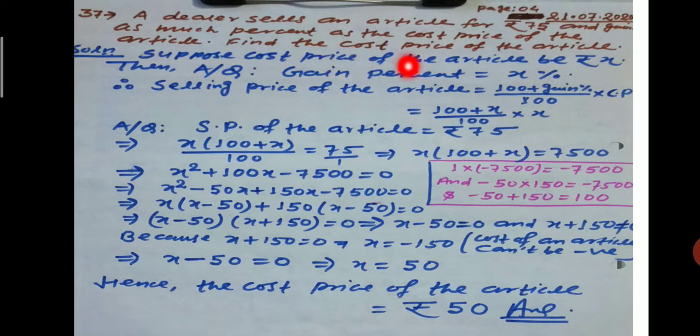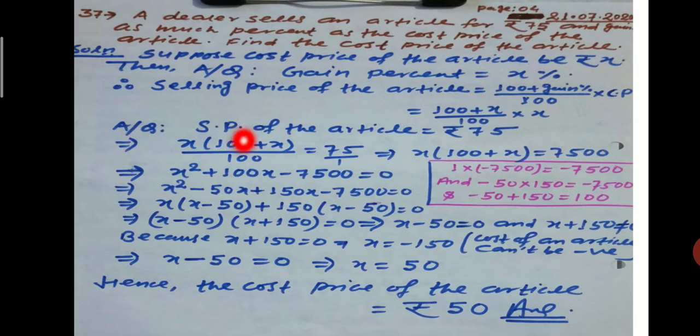So suppose cost price of the article be x, then according to question gain percent will be equal to the cost price of the article, that is x percent. Therefore selling price of the article will be, formula of selling price is 100 plus gain percent upon 100 into cost price, that is 100 plus x upon 100 into x.